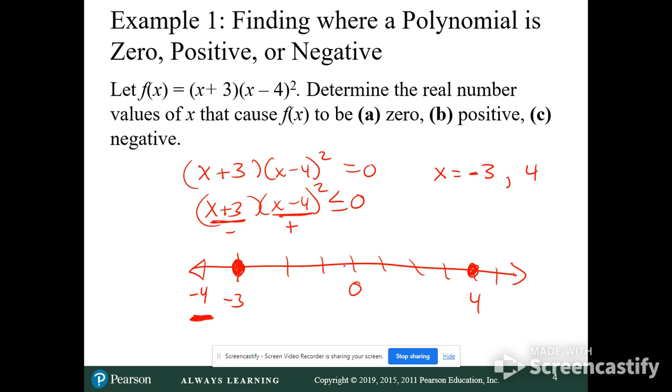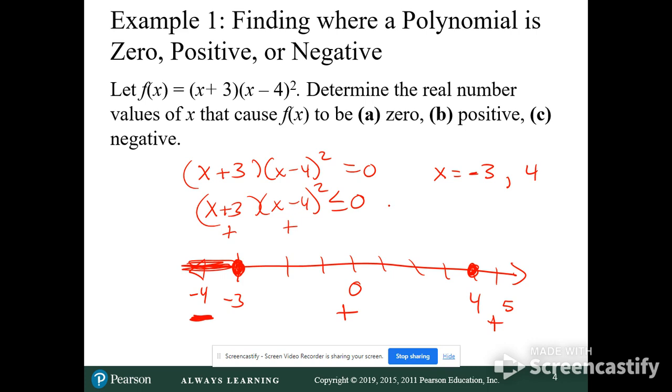Then in between here, the easiest number to check is 0. So if I stick 0 in here, we get a +3 and a -4, but a negative squared is a positive. Positive times positive is a positive. It'll be positive here. If we go over to 5, if we put in a 5, we'll be positive here and positive here. Positive times positive is a positive. So where is it negative? Well, it's just negative from here on over.